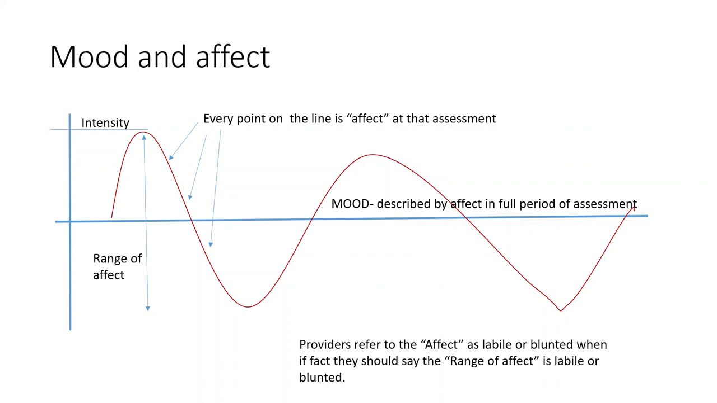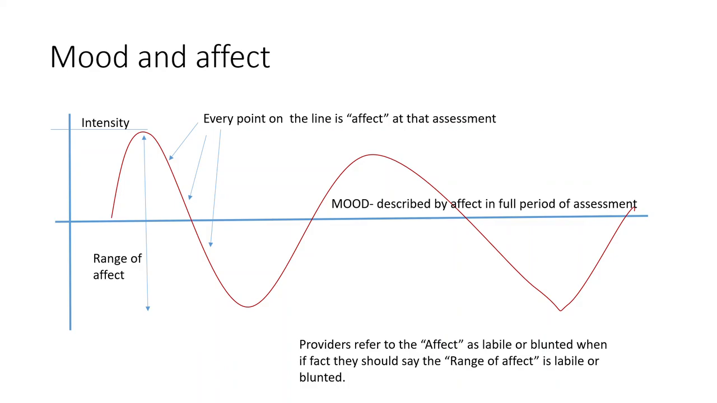And then the mood is described by the average or the summation of affect over the entire period of the assessment. So we would say here, this person looks like they were 50% elated and 50% depressed. So we would say the mood during the mental status was both elevated and depressed. And the range of affect was labile because they're going back and forth over the course of the exam. Now, typically we use this shorthand and we just say the affect is labile, but really the affect is the second in time of the mood, and so in the mental status exam we're referring to the range of affect.